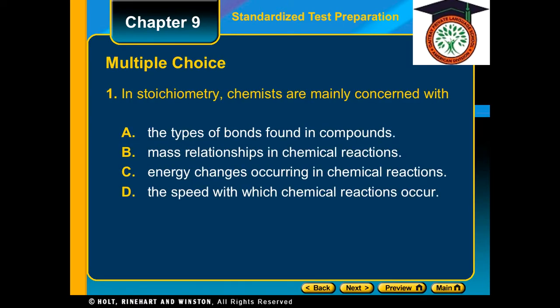Let's have a try. In stoichiometry, chemists are mainly concerned with the types of bonds found in compounds, mass relationships in a chemical reaction, energy changes occurring in chemical reactions, and the speed with which chemical reactions occur. Yes, mass relationships in chemical reactions. That's why we study stoichiometry.